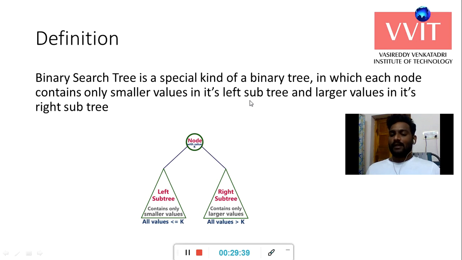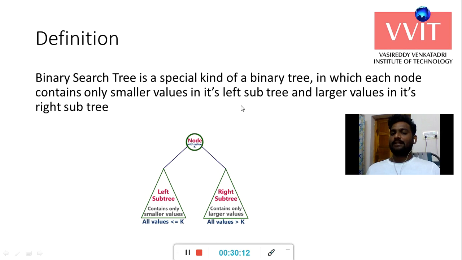Once again, what is a binary search tree? A binary search tree is a special kind of binary tree in which each node contains only smaller values in the left subtree and larger values in the right subtree. That means the root node's left part is filled with smaller values and the root node's right part is filled with larger values at every level. That is what a binary search tree is.